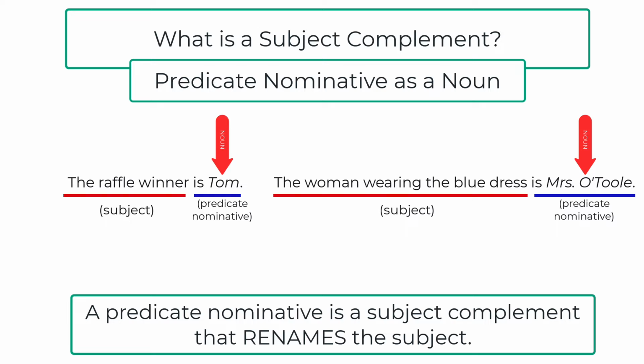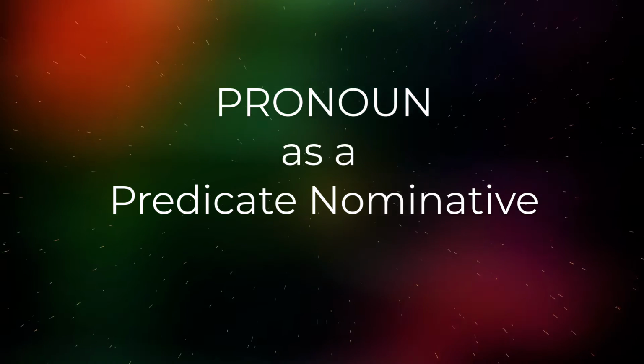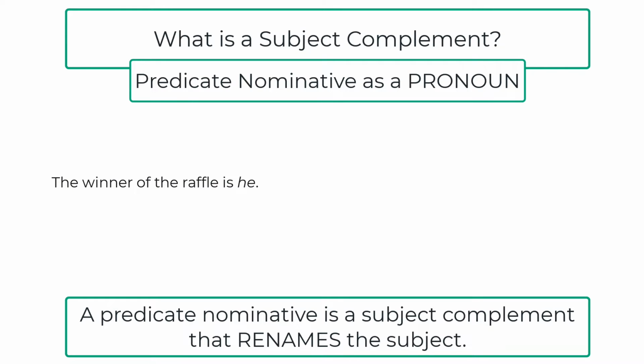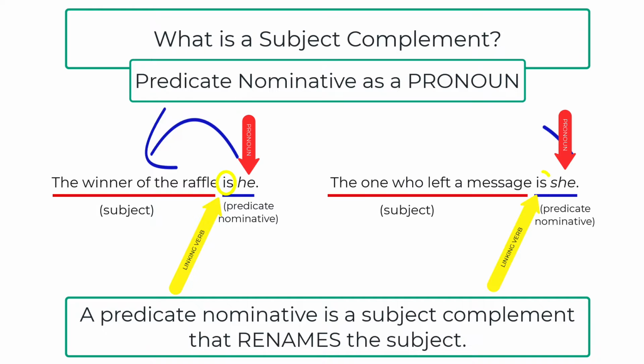In these examples, the predicate, Tom, renames a subject, the raffle winner, and Mrs. O'Toole renames the subject, the woman wearing the blue dress. The subject and the predicate are connected, and the predicate renames the subject. The winner of the raffle is he. The one who left a message is she.